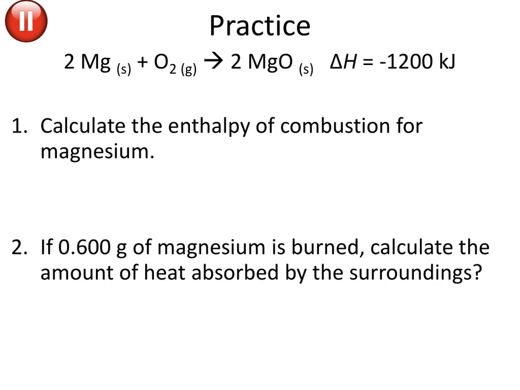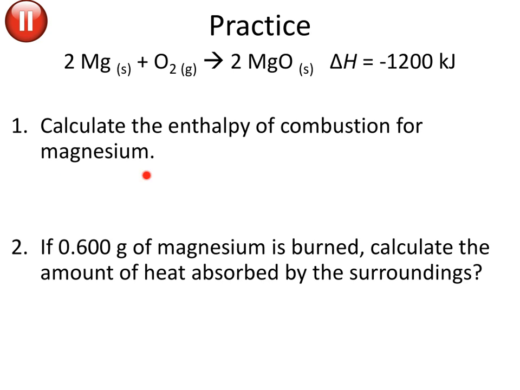So here we have a reaction of magnesium and oxygen producing magnesium oxide with the delta H of negative 1200 kilojoules. So again, that negative means that it's being produced. And so the question, there's 2 questions here. It says calculate the enthalpy of combustion for magnesium. Okay, so it's asking you to calculate the molar enthalpy, meaning kilojoules per mole, and combustion.